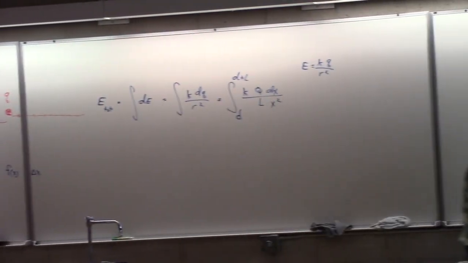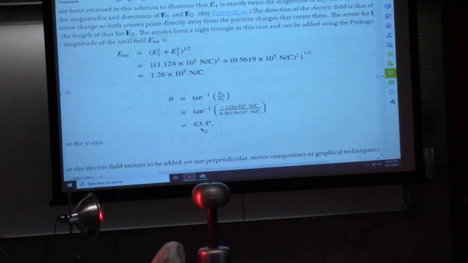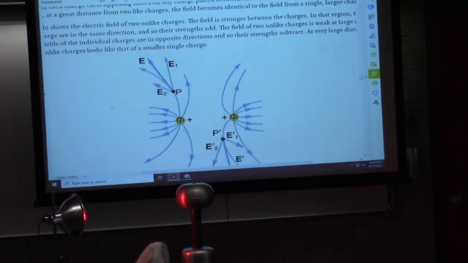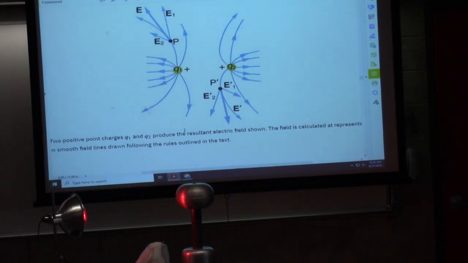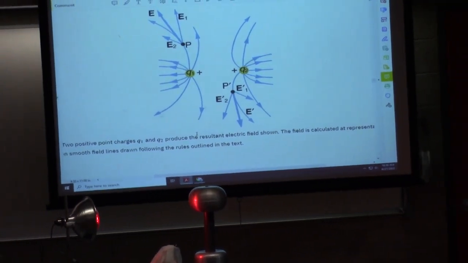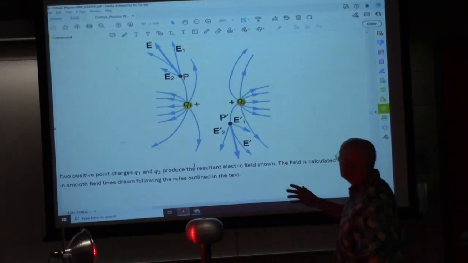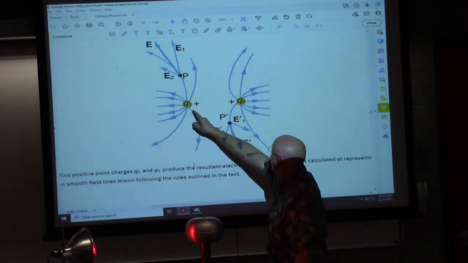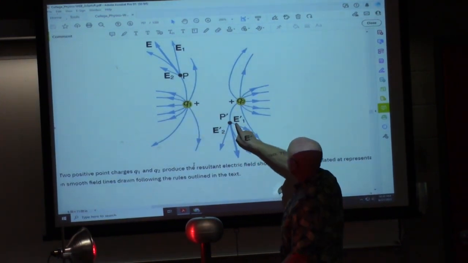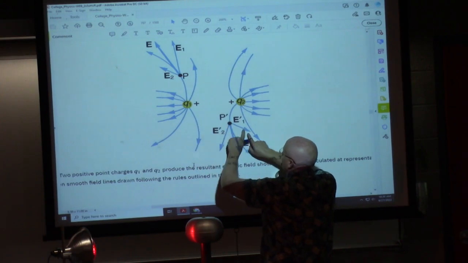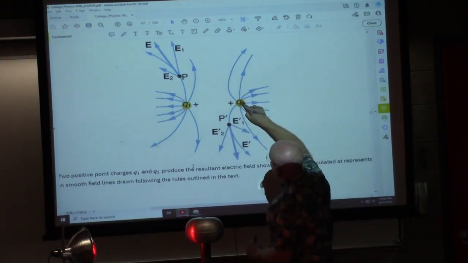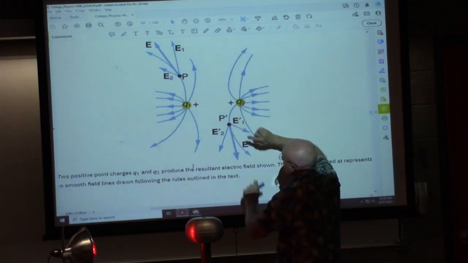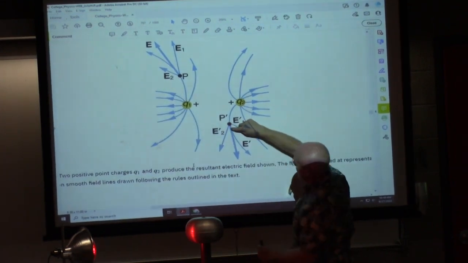Now I better continue on because we only have about 25 minutes left in class, and there's still a number of interesting things to talk about, including this picture, which is your author saying what I was just saying: if you had two charges, a 1 and a 2, you would take the field from number 1, see how it's pointing away, and the field from number 2, see how it's pointing away, and you would add the two together, and that would get your field.